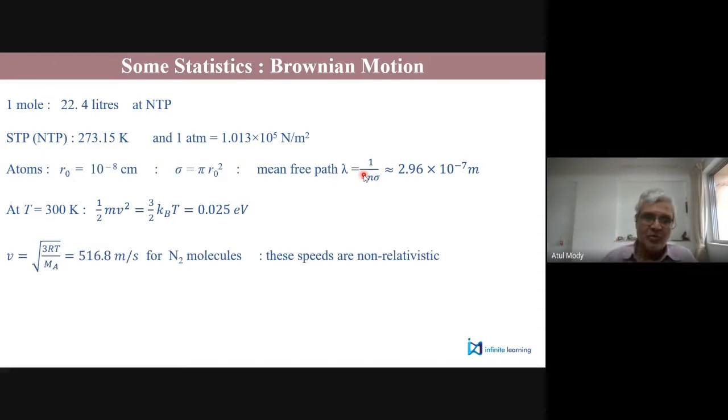RMS speed of these gas molecules at 300 Kelvin would be 516 meters per second. We are talking about air molecules, and air consists 78% of nitrogen. So we are taking the nitrogen molecule. Nitrogen molecules at room temperature would have a speed of around 500 meters per second. These are, of course, non-relativistic speeds, so we don't need to worry about relativistic mechanics.